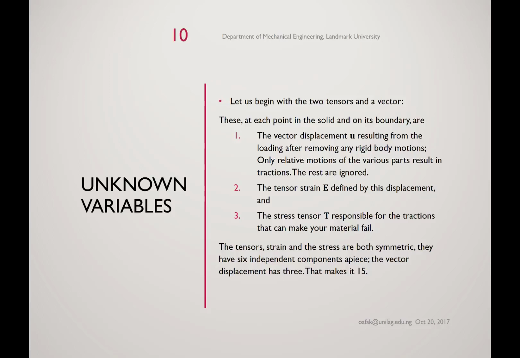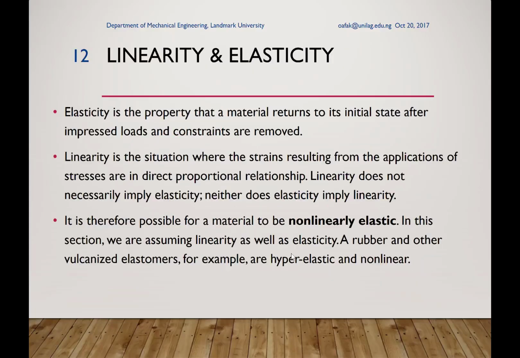The next thing is the tensor strain. It's a symmetrical tensor containing 6 scalars. And the last one is the stress tensor, which is also a symmetrical tensor containing 6 scalars. This is the tensor responsible for the tractions that can make the material fail. The tensors strain and stress plus the displacement make 15 unknown variables.